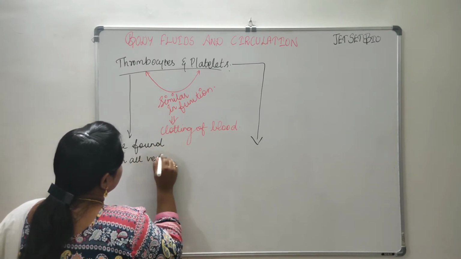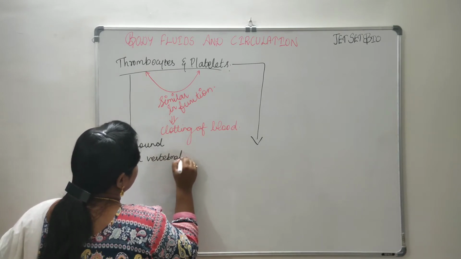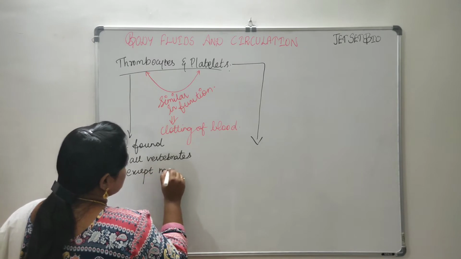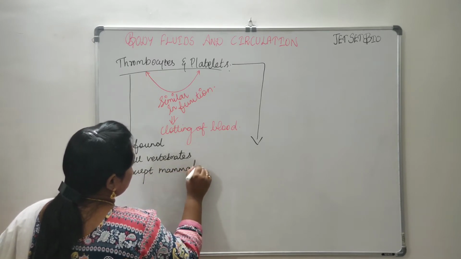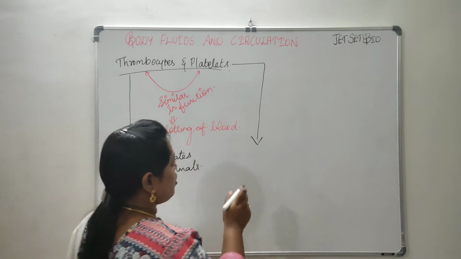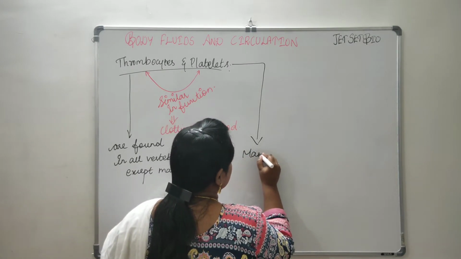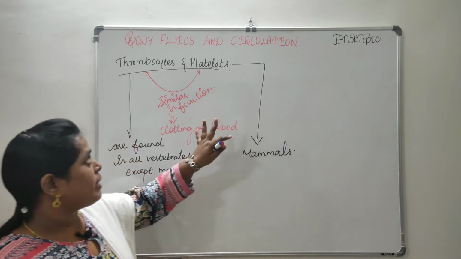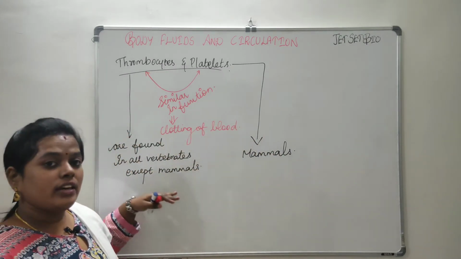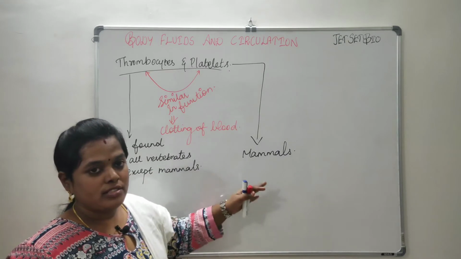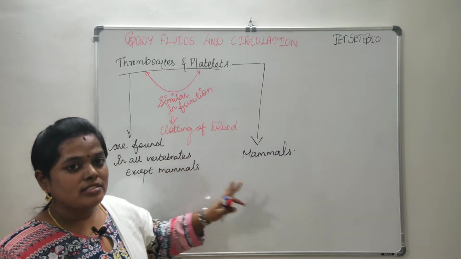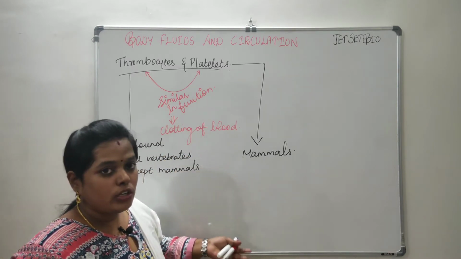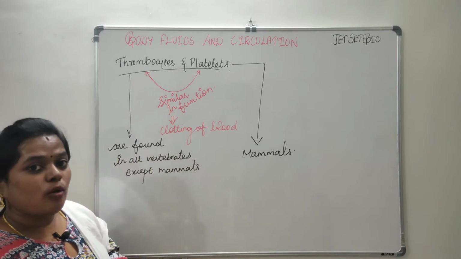all vertebrate animals except mammals, whereas the platelets are found in mammals. Blood cells found in mammals are called platelets, whereas the vertebrate animals other than mammals have cells that are responsible for making the blood clot. Those cells are called thrombocytes.